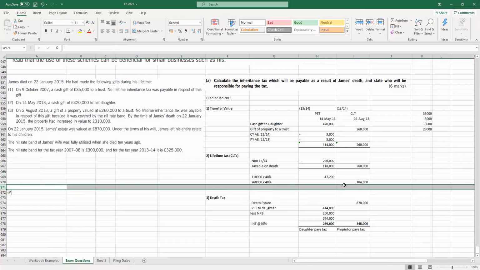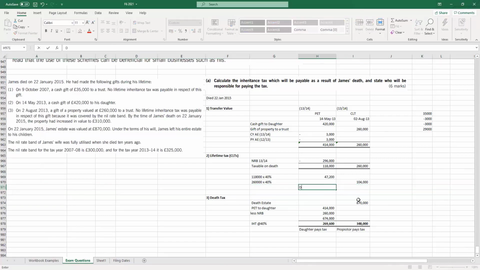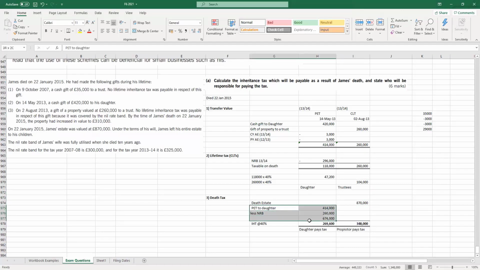The daughter for the first one. Yeah, for the PET it's the daughter, and it's the trustees for the trust one. Oh yeah. Okay. And then for the death tax, we can ignore all this. There's no nil rate band remaining, right? Yeah, correct. So it'll be utilized. So I'm just going to delete this part here.